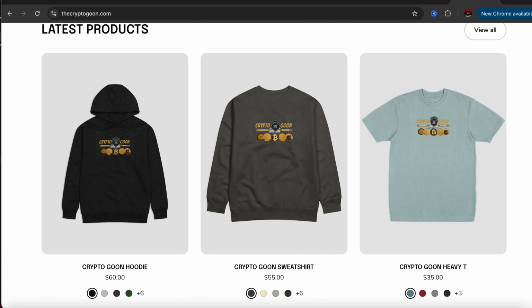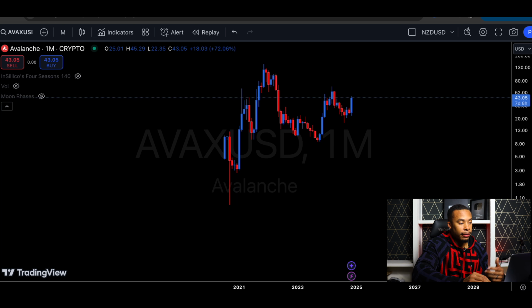Let's hop in these charts. Now, from looking at this chart of Avalanche, there's one model that I have, and you can check any stock chart, you can check any Forex chart, you can check any crypto chart. There's one thing that is consistent in charts. Any wicks always get filled.